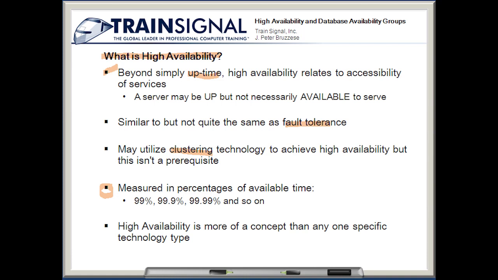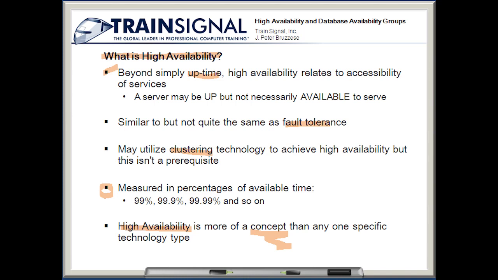However, as time progresses, the amount of money that you spend is actually reducing because these technologies are becoming more and more common. So, just to sum up here at the bottom, high availability is more of a concept than any one specific technology type.